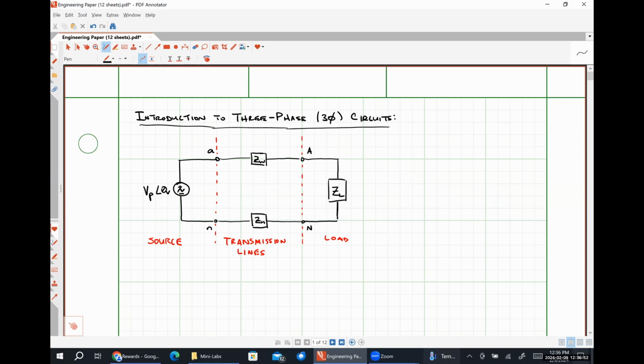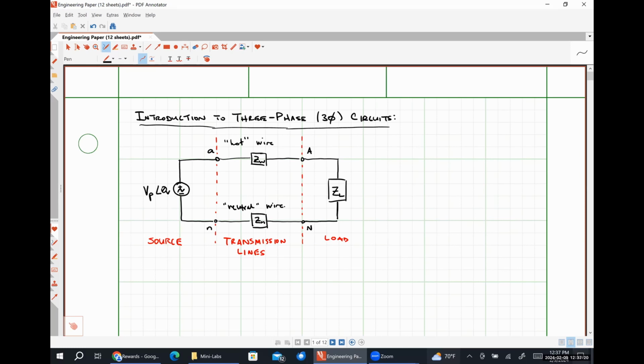and uppercase N. So if we were to crack open our breaker panel, really what I'm trying to represent here would be our hot wire. And then here down on the bottom would be our neutral wire. Okay? So these are the basic parts of a single phase system.